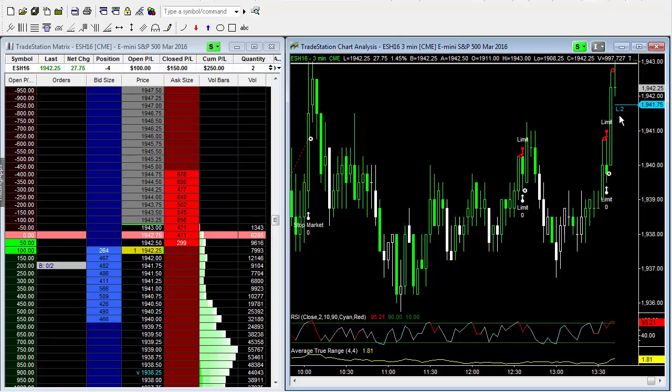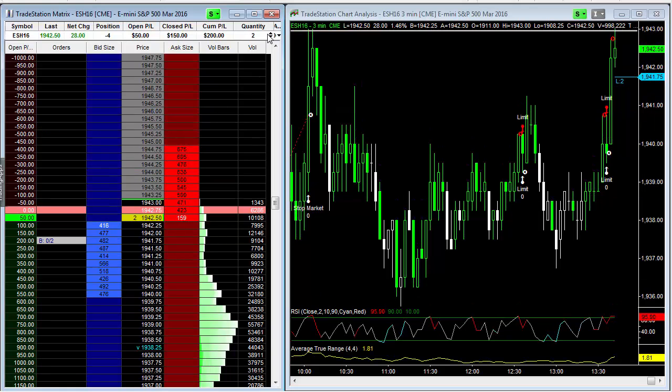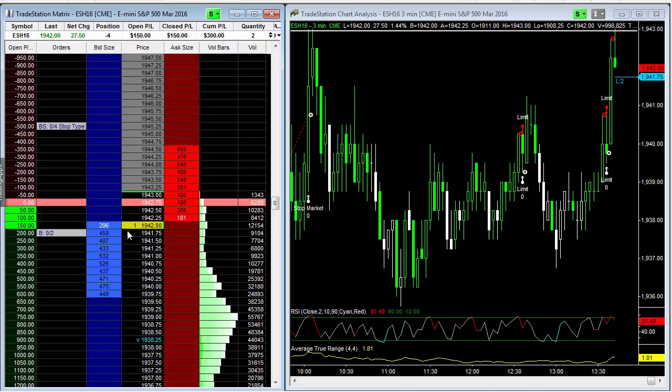Our initial catastrophic stop on this is going to be 45 1/4. The other profit target of 2 points, we'll use a full ATR of 2 points. We'll go 40 3/4.